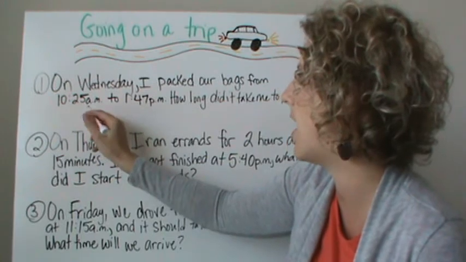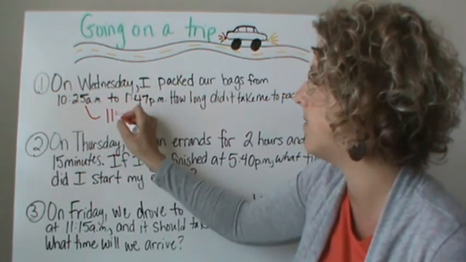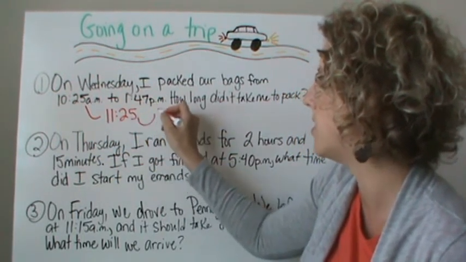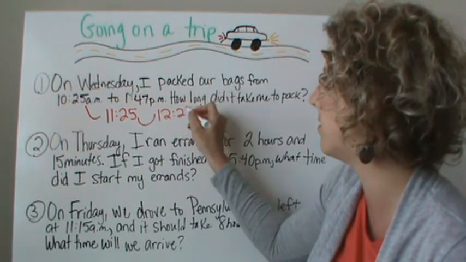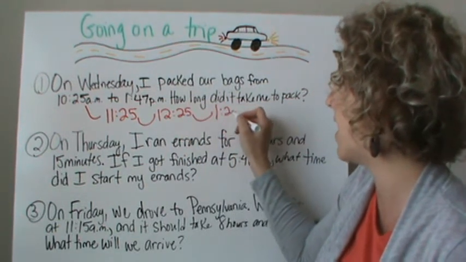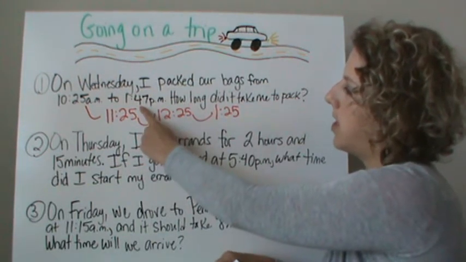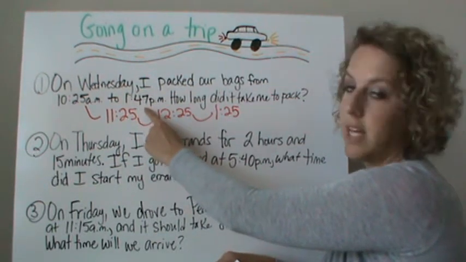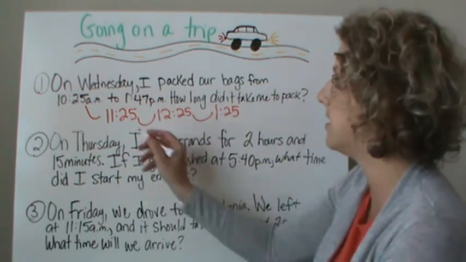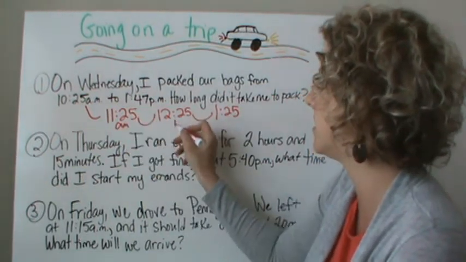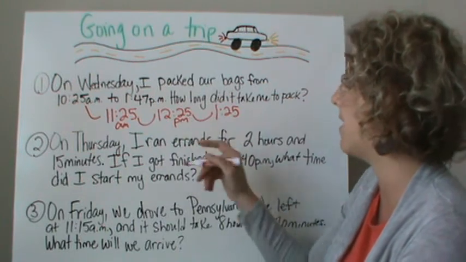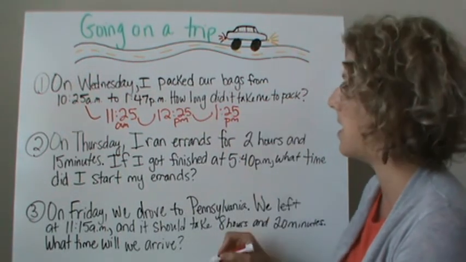All right, so 10:25 all the way up to 11:25 to 12:25 to 1:25, and we can't go quite to 2:25 because we're only at 1:47. So this is still AM. This is now turned into PM or afternoon, and this is PM.